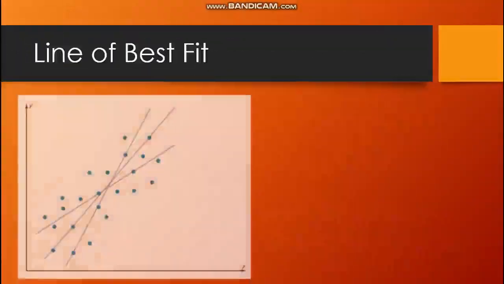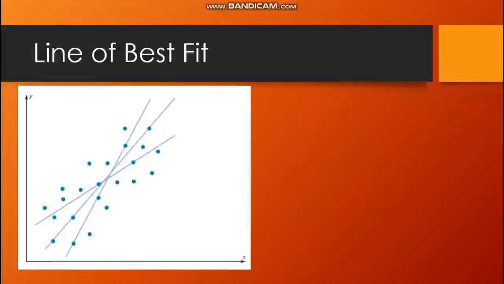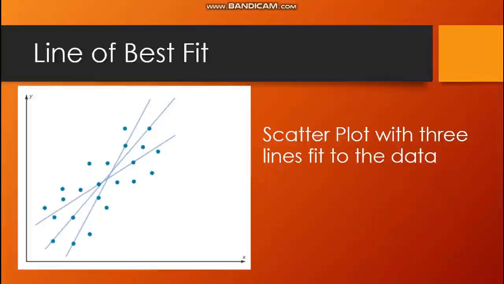Now, what is the line of best fit? Let us analyze our scatter plot. A scatter plot of two variables, x and y. We can see that there are several lines that we can draw on our graph near the points. Okay? Now, for this scatter plot, we need to be able to draw a line of best fit. Okay? What is that best fit?